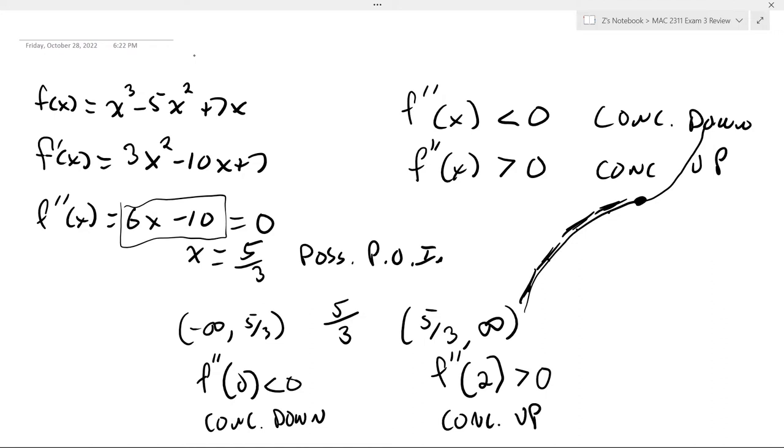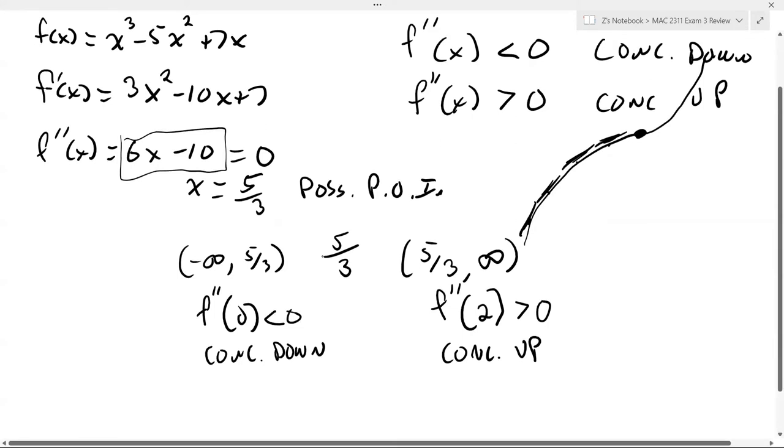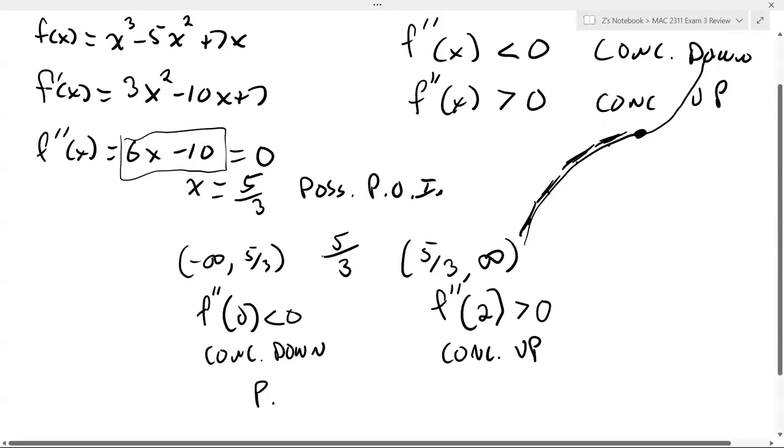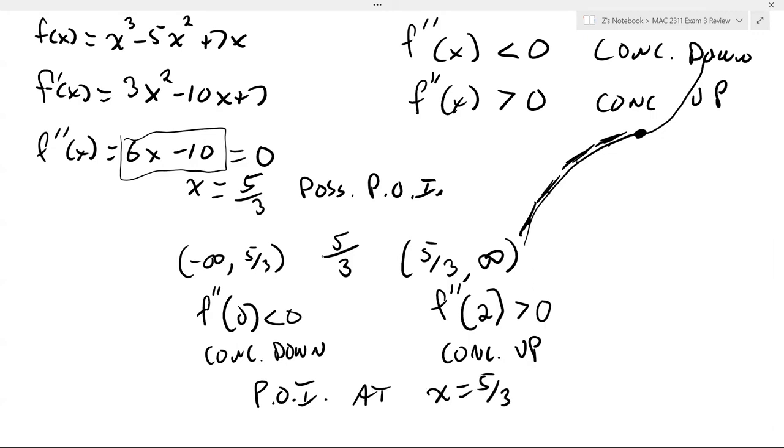The final question that you'll be asked for this kind of analysis is to identify the point of inflection. A lot of people get confused because they thought they already did that. This is a possible point of inflection. It only is surely a point of inflection when we can say that concavity is changing from down to up, or from up to down on either side. Then it's a point of inflection. So I would say that the point of inflection does occur at x equals 5/3, and we're done.